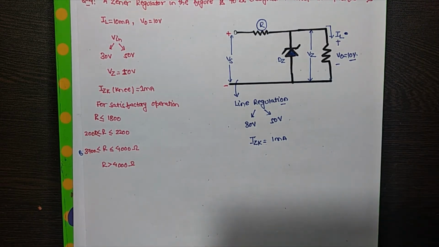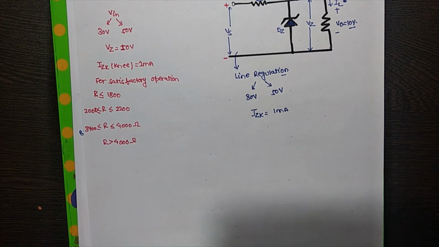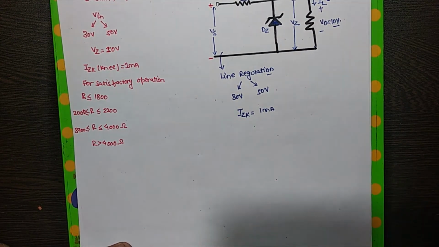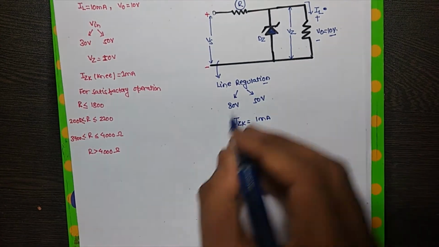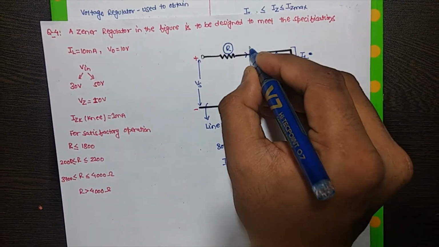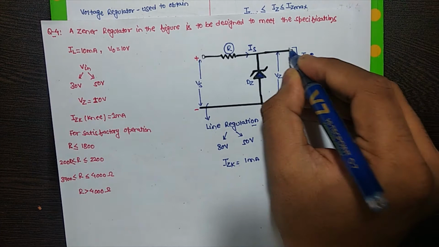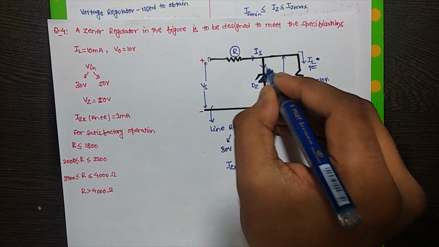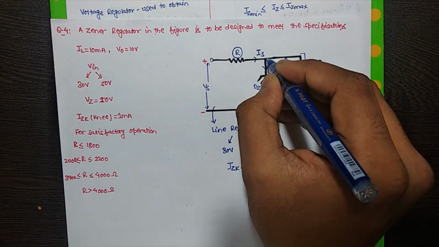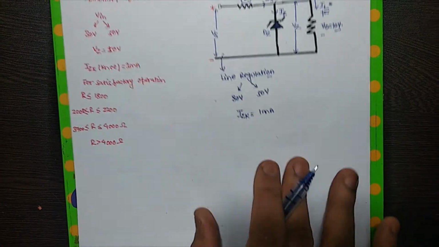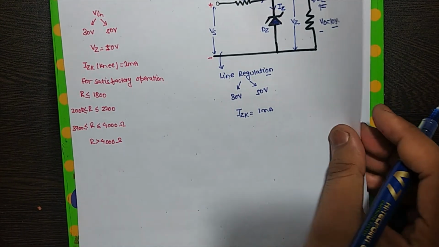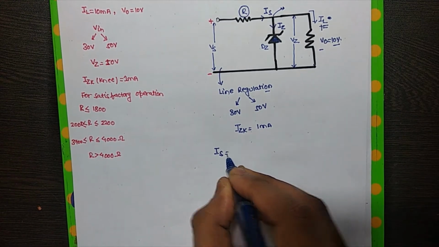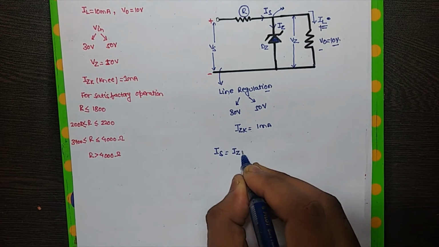So first, let us understand how we will derive this condition. As we know, this will be the supply current IS, this will be the load current IL, which is already given in the circuit, and this will be the Zener current IZ. So you can apply KCL here. By applying KCL you will get IS equals IZ plus IL.